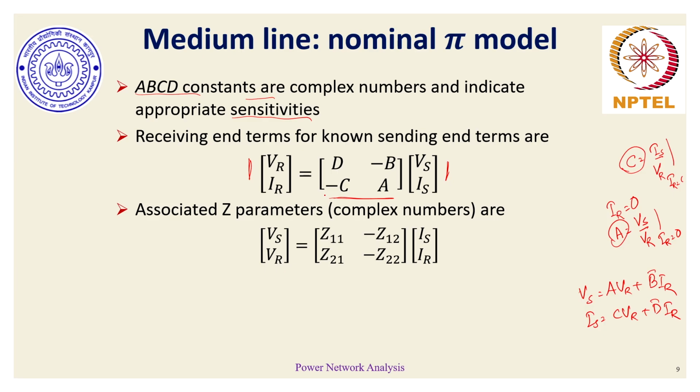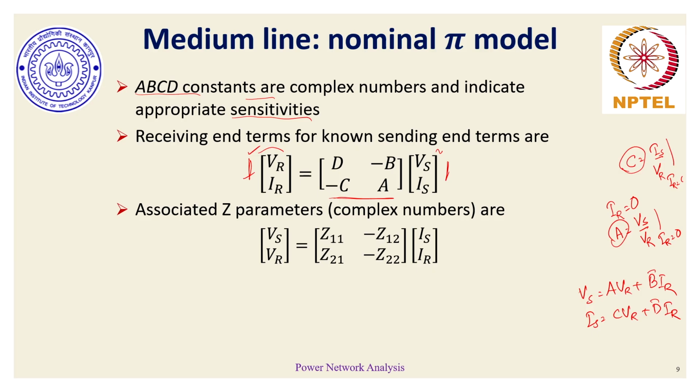So from there, we can also try to find the receiving end quantities as functions of sending end quantities. If we know the sending end quantities, we can put them in this equation and get our receiving end quantities. Once we know ABCD parameters, we can also make use of those ABCD parameters and convert this model into relevant Z parameter based two-port network, Y parameter or H parameter based network.